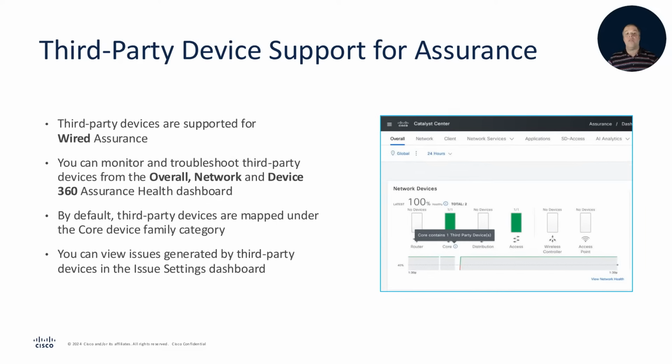So, third-party device support. Again, this is something that's been in there. I remember discussing this with 2377, but again, it bears repeating. Catalyst Center Wired Assurance now supports third-party devices. You can monitor them and troubleshoot them directly from the overall network and Device 360 Assurance Health dashboards. By default, they're all categorized under the core device family, and issues related to devices can be viewed in the issue settings dashboard.